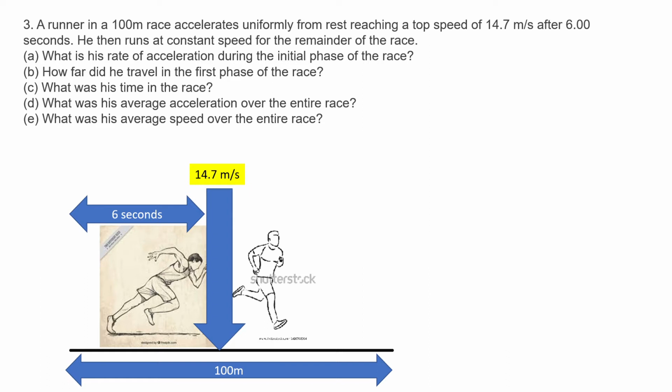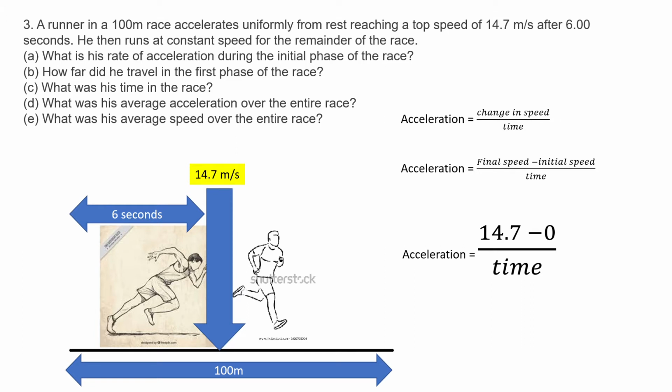All right, so what is his rate of acceleration during the initial phase of the race? Okay, so the equation for acceleration is change in speed divided by time. So what is change in speed? For change in speed, you've got to take away two numbers. The final speed is in the question because he has reached a constant speed of that number. And you've got to take away his initial speed, his speed in the beginning. So what was his speed in the beginning?